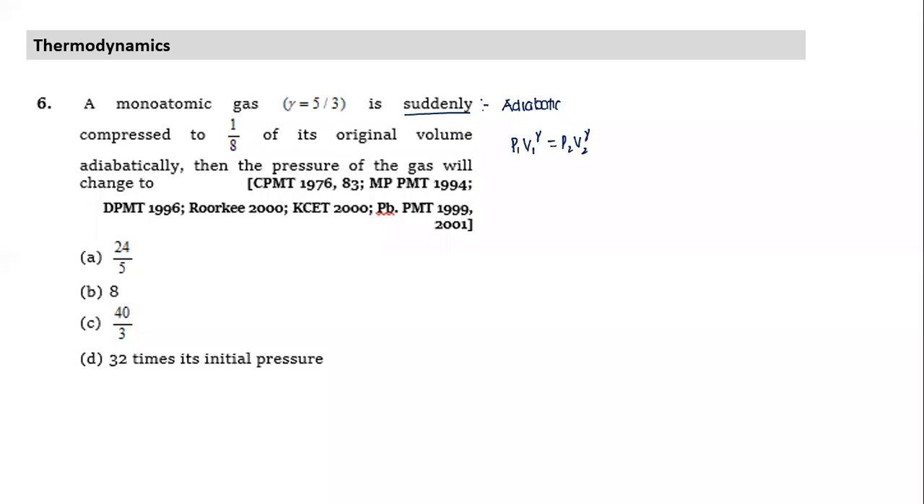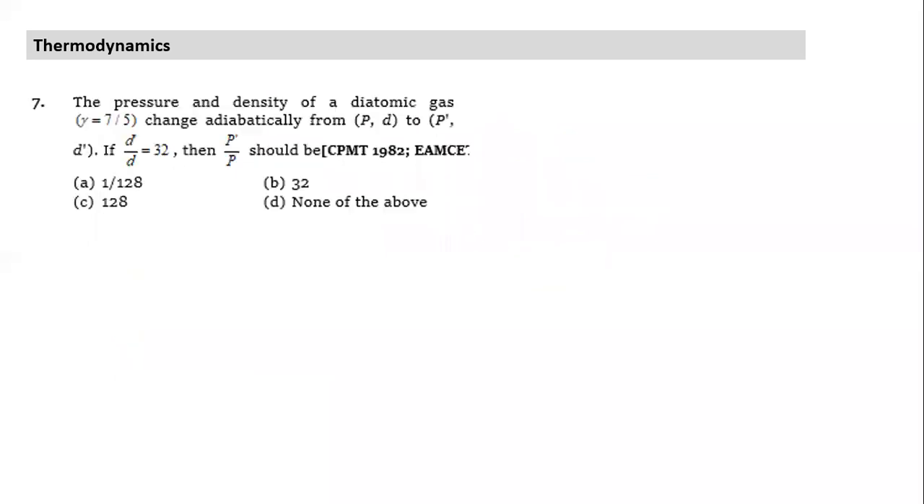So what is the answer? All of you can get an answer. What is the answer you get here? All of you? 32 times. So P1 V raised to power 5/3 is equal to P2 and 1/8 of the initial volume, V/8. So pretty simple. P2 is equal to 8 raised to power 5/3 into P1, which is nothing but 32 P1. So they are pretty simple questions, simple substitution.